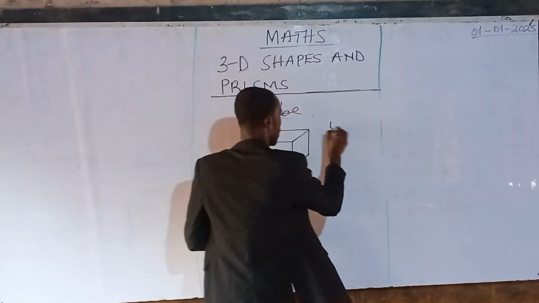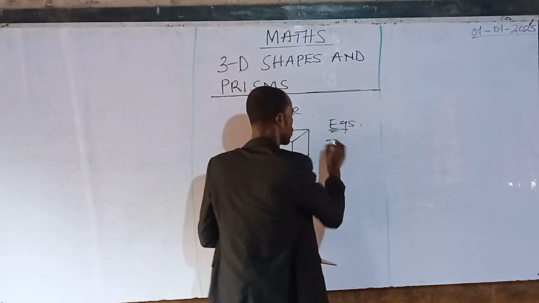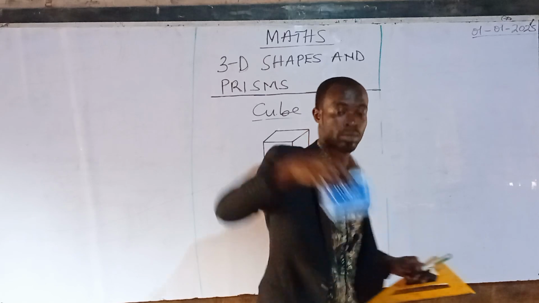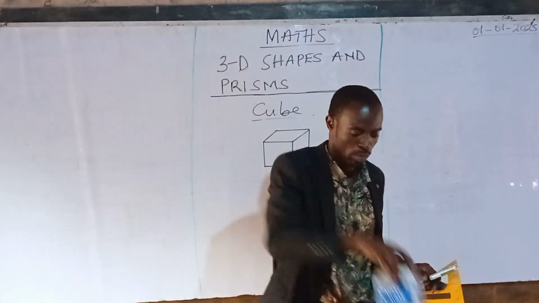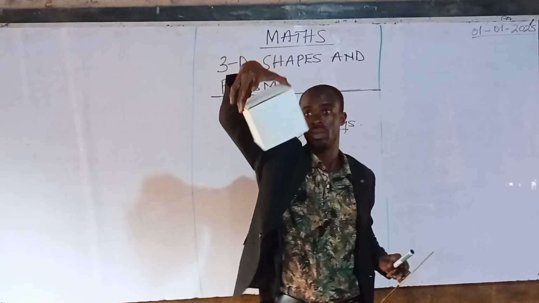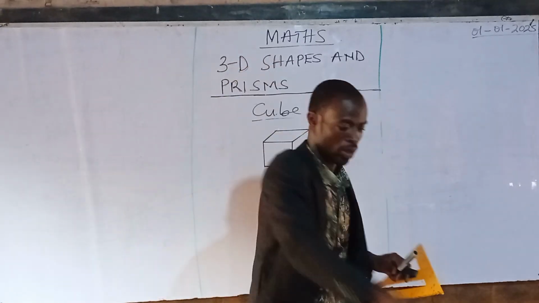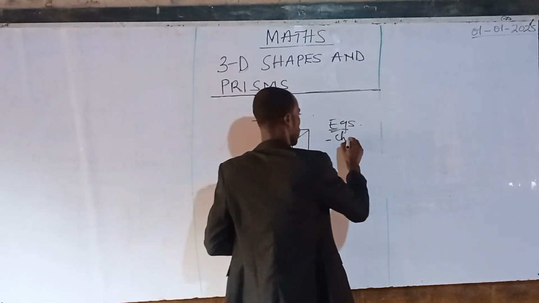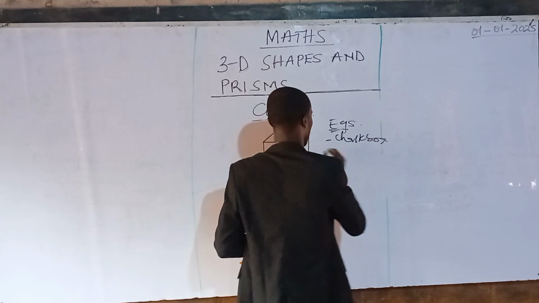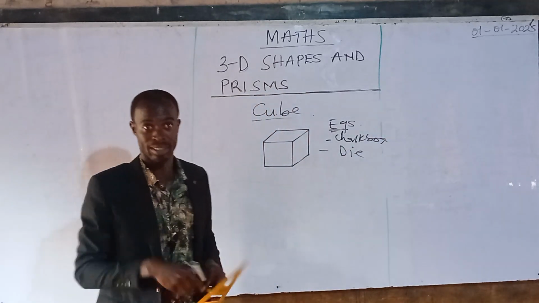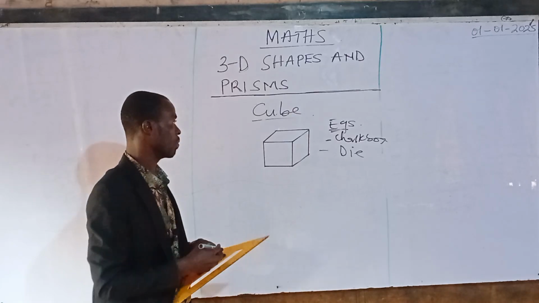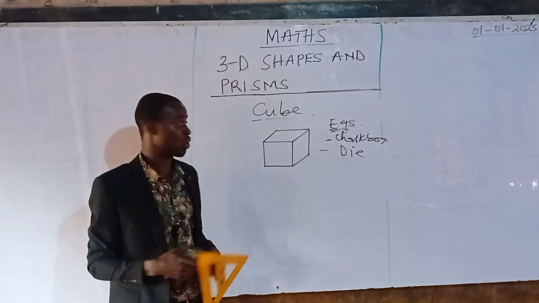So now let's give an example of a cube. For example, look at this one. This is the shape of a cube. So chalk box is an example of a cube. When you look at this shape, it's an example of a cube. Right. So chalk box. We have ludo die, a die. All right. And what have you? So these are some of the examples of a cube.